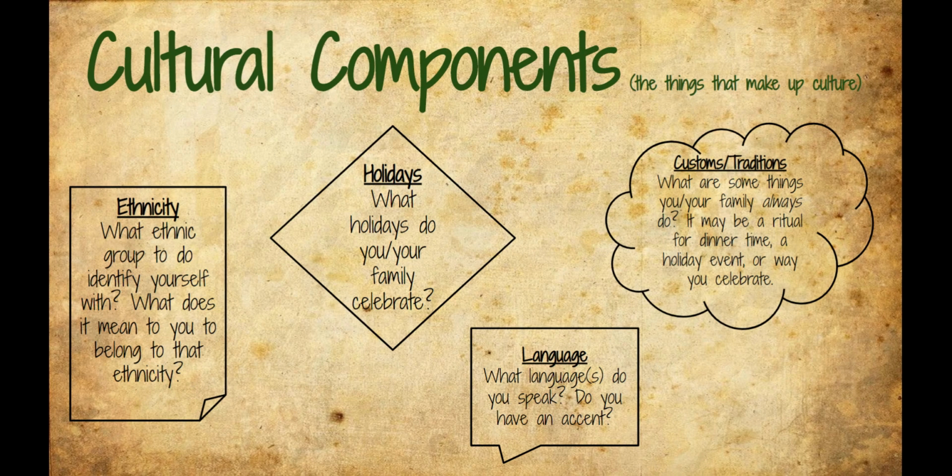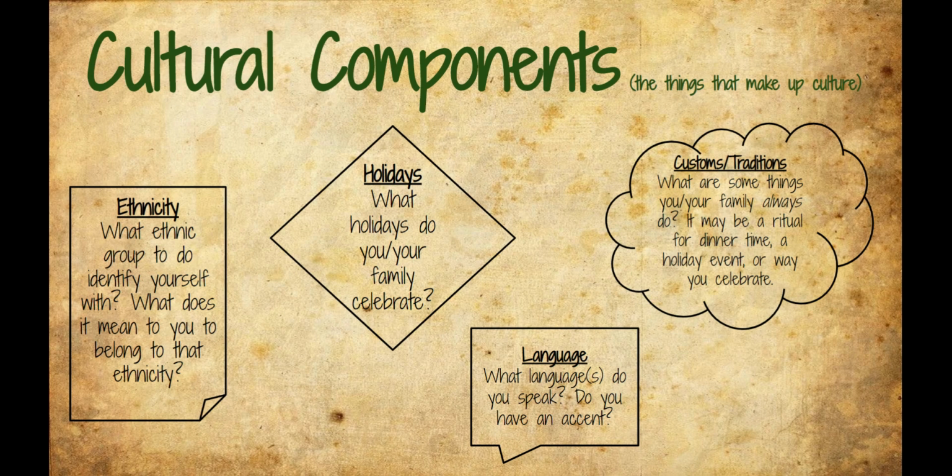Cultural components are the things that make up culture. There are many different components or categories that make up one's culture, and even within a culture, certain things can be different. So, your ethnicity is a cultural component. What ethnic group do you identify yourself with, and what does it mean to you to belong to that ethnicity? So, your ethnicity is kind of like your race, it's where your parents and grandparents and great grandparents come from. It is kind of your genetic makeup and where your family comes from.